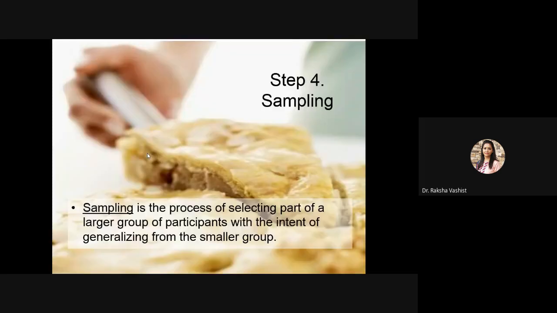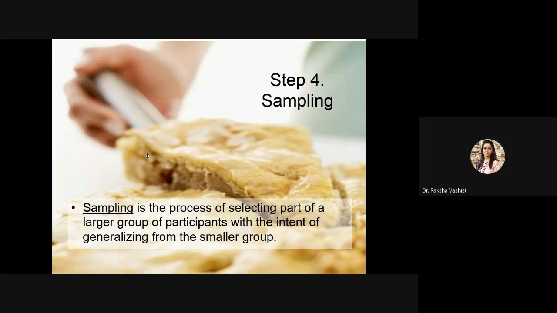Then we have the fourth step, that is sampling. Before knowing sampling, we need to know the meaning of sample, right? The sample is a subset of the population. What is population and what is universe? Population is actually the universe. Population or universe is defined as the total number of items available in the universe, in the population.